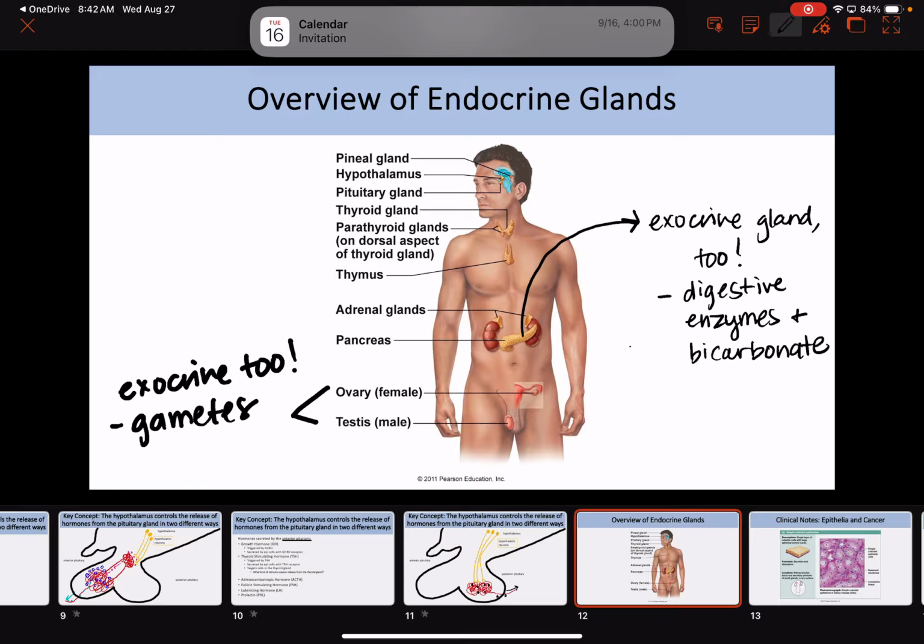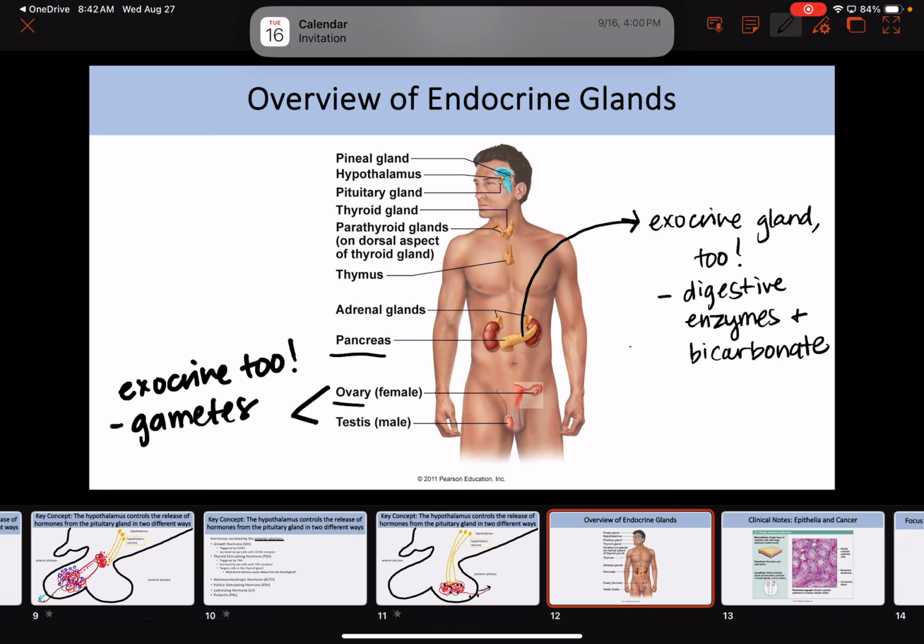So the ovary and testes are also exocrine. The pancreas, ovaries, and testes. Adrenal glands are not. Adrenal glands are just endocrine. Okay. Pancreas is exocrine. So I'll underline them. Pancreas, ovaries, and testes. Those have exocrine function as well.